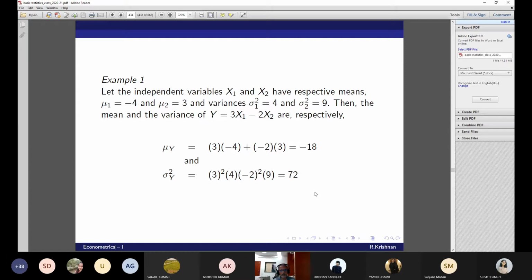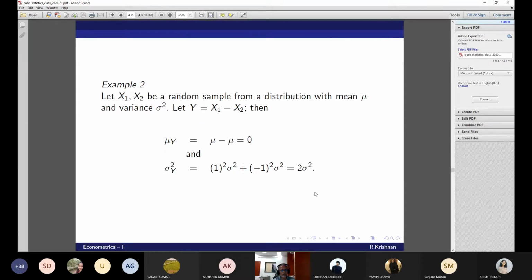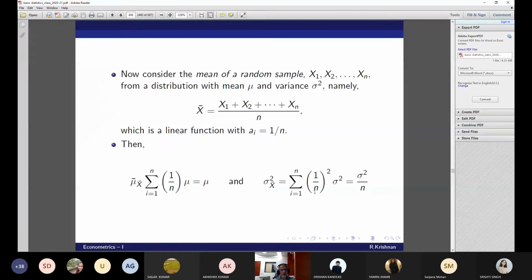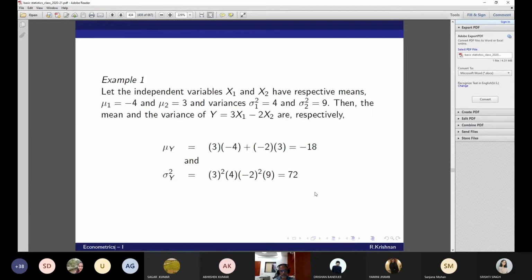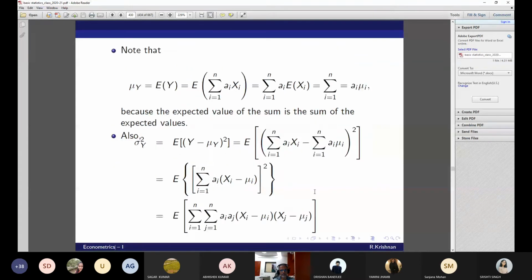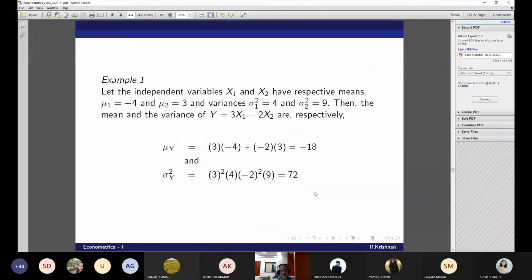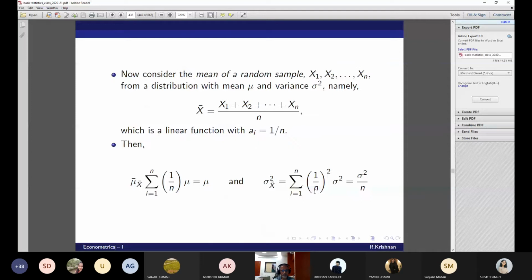Now, what am I going to do next? Example 2: let x1, x2 be a random sample from a distribution of mean mu and variance sigma square. Y is equal to x1 minus x2, mu y equal to 0, sigma square y is equal to 2 sigma square. Now consider the mean of a random sample x1, x2, ..., xn from a distribution of mean mu and variance sigma square, which is a linear function with ai equal to 1 by n. This is the linear function I was talking of.